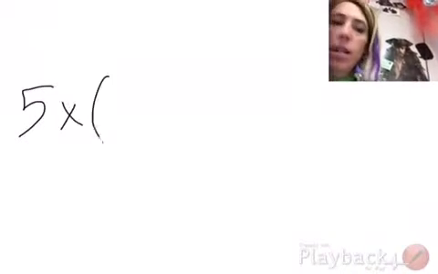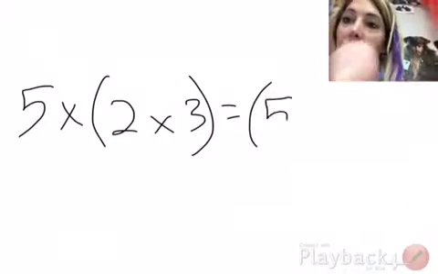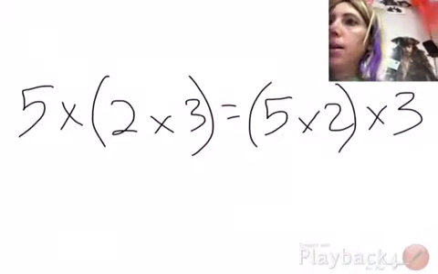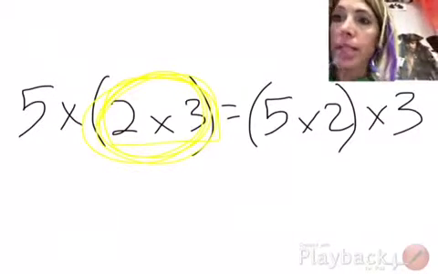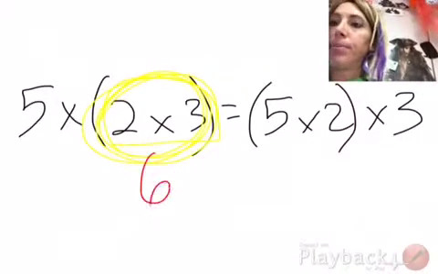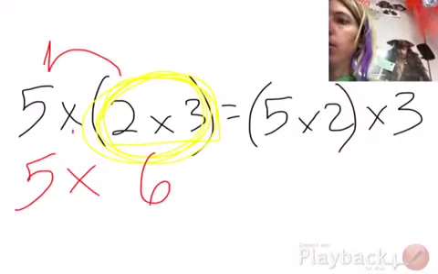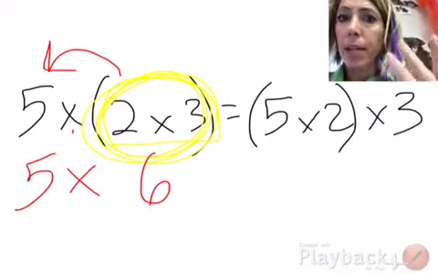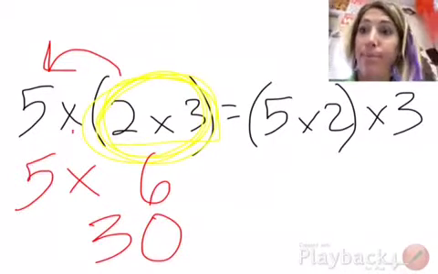So 5 times the quantity of 2 times 3, we're saying is the same as 5 times the quantity of 5 times 2 times 3. All right, so if we go on the inside of this parenthesis and do the multiplication first, because it's in the parentheses, 2 times 3, doubles fact, that's 6. And then we'd have to multiply it by 5, the other factor over here. And 5 times 6, skip counting by 5s, or maybe you just know this one, is 30.